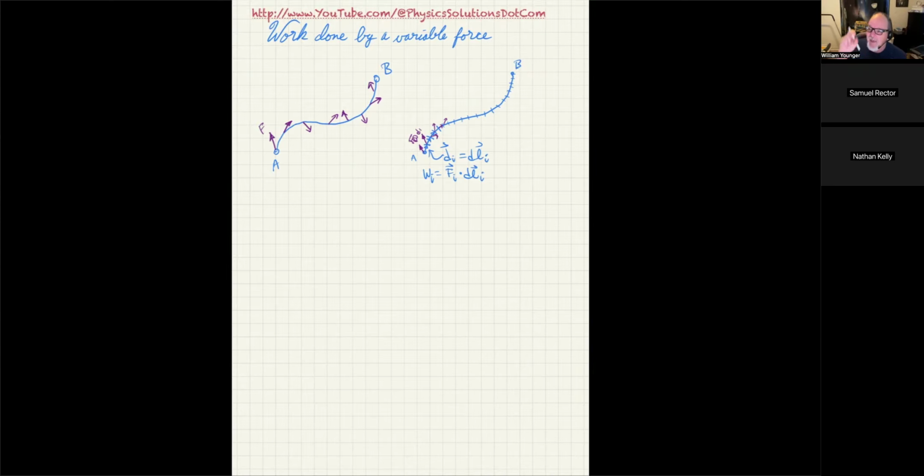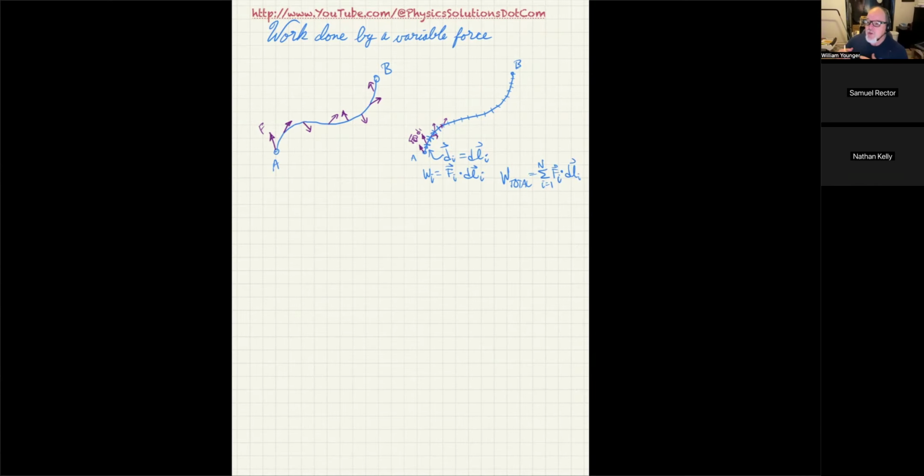We're breaking up the path into individual little vectors, and those little vectors are so short that each little force doesn't change over it. So we can use just our normal formula, which is force times distance times the cosine of the angle between them. Now all we have to do is add up each little contribution so that W total is equal to the summation from i equals 1 to N of F sub i dotted with dL sub i, like that.